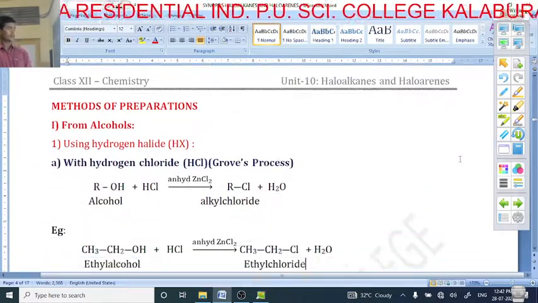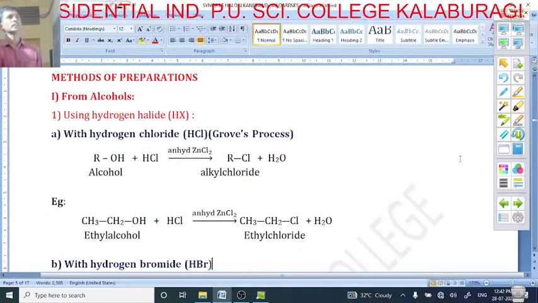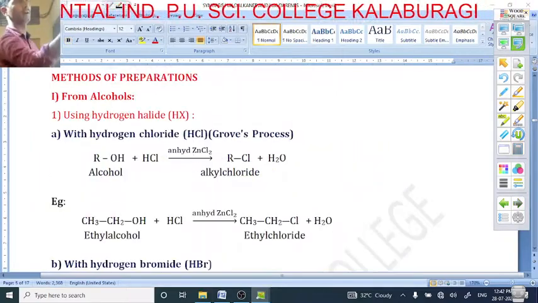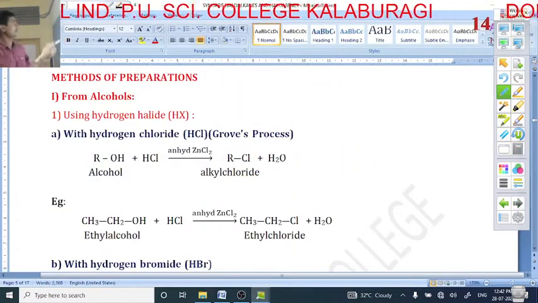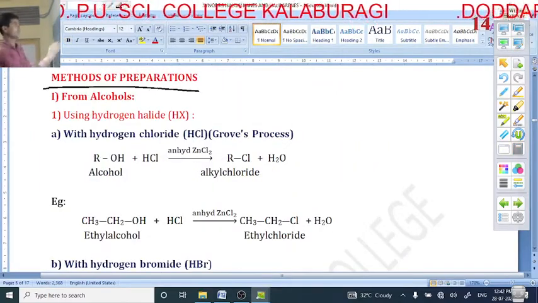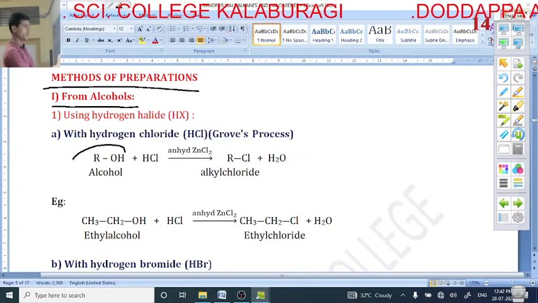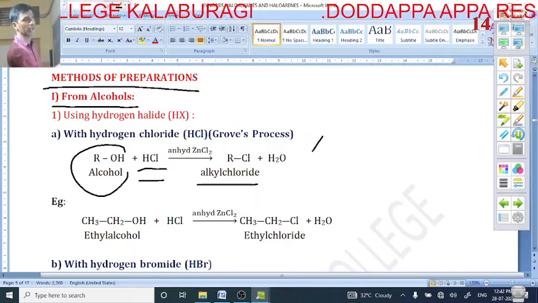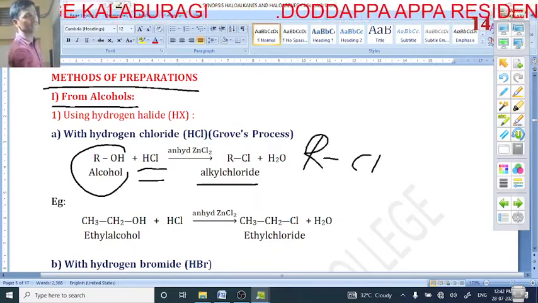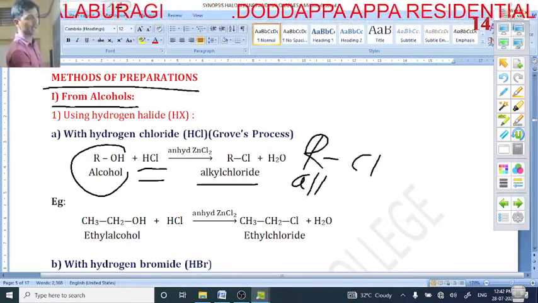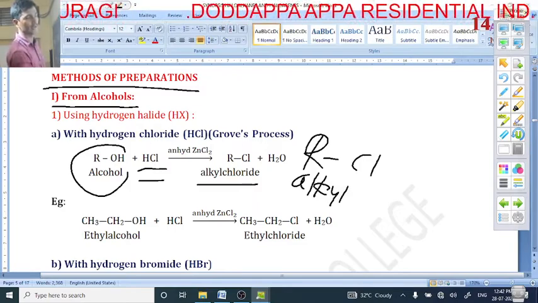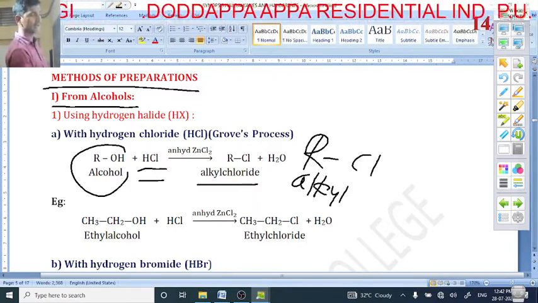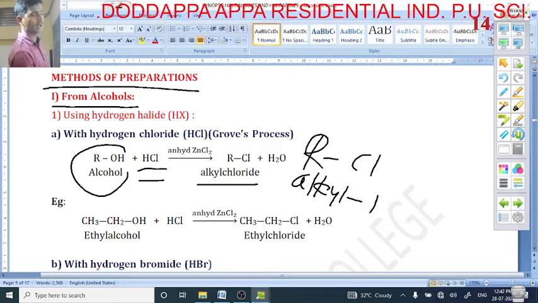Next, methods of preparation. How are these alkyl halides prepared? First, from alcohol. You take alcohol and add HCl, and it gives alkyl chloride, R-Cl, where R is an alkyl group.